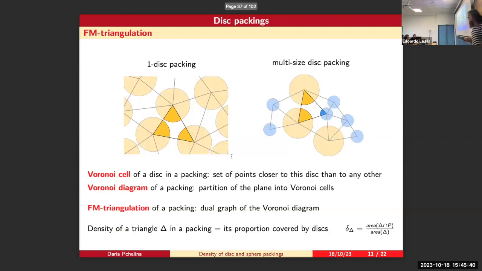So now we have our triangulation. We shall define the density of a triangle of a packing. It's just the proportion of this triangle covered by disks. Okay, cool. So now we can cut our packing into small pieces.